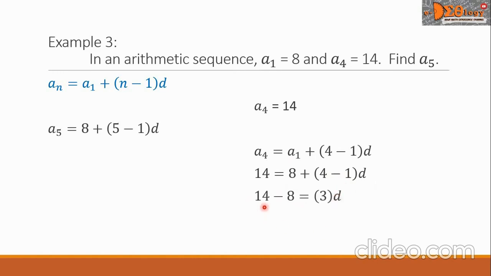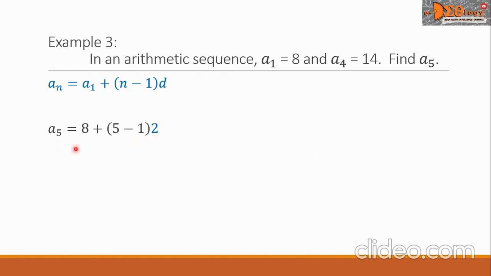And then this 4 minus 1 becomes 3. So we have here 14 minus 8 equals 3 times d. This 14 minus 8 gives 6 equals 3d. And we want to isolate d. We will divide this equation by the coefficient of d, which is 3. So 6 divided by 3 will be 2, and 3d divided by 3 is only d. So we can write d equals 2. This is the common difference, and this value is what we need in here. So substituting that value, we will be able now to get a sub 5.